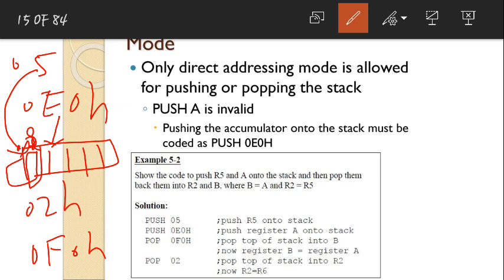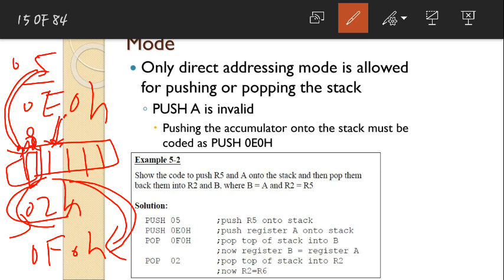Now whatever is there in this 08, we move onto 02, and whatever is there at 09, we store in B. So instead of sending from 05 to 02 directly, I am first storing the value at 05 onto the stack. Then whatever value is in A, I am storing on the stack as well. After storing, from the stack I move them into these two addresses or registers, R2 and B.